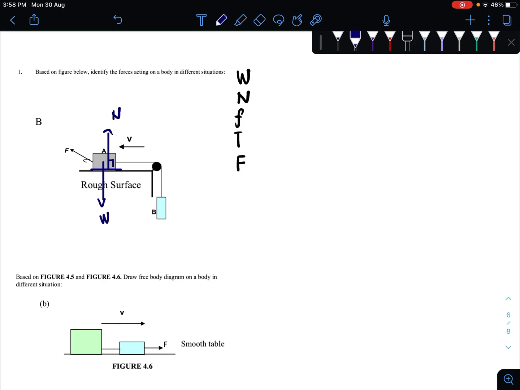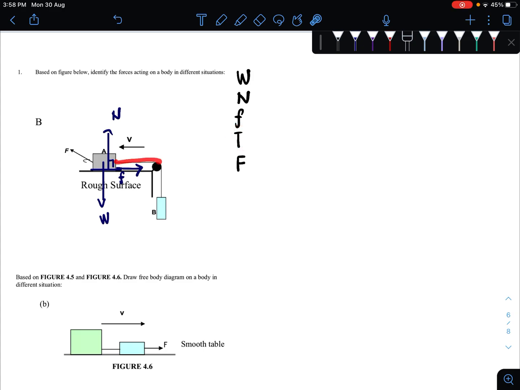The direction for frictional force is always in the direction opposite to the direction of motion. As we can see in the question, it is mentioned that we have velocity towards the left. So the object is going to move to the left, the motion is to the left. Therefore, we'll have friction in the opposite direction, which is to the right here. This is the friction. And then tension.